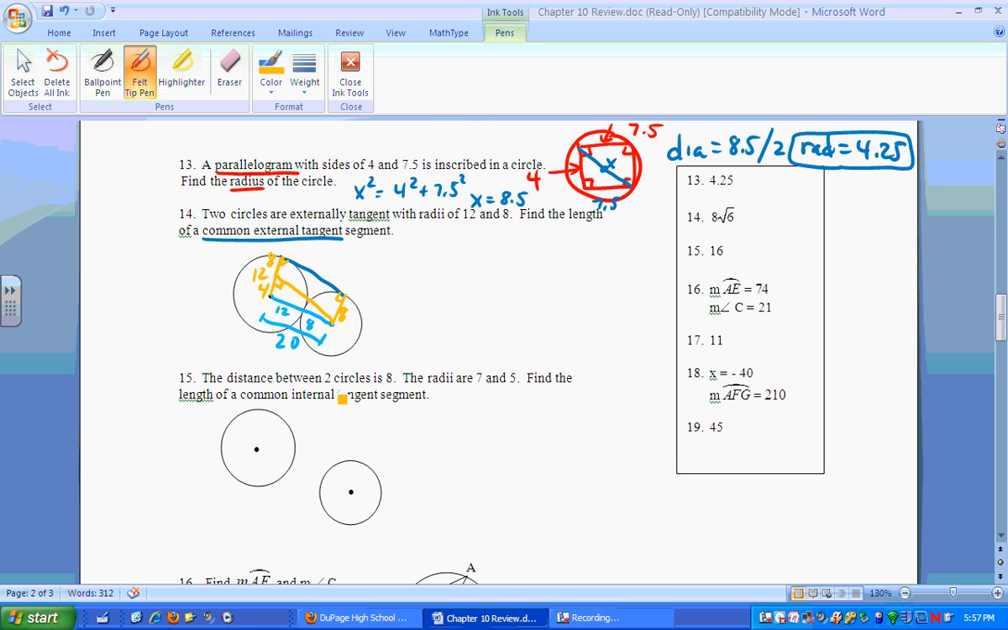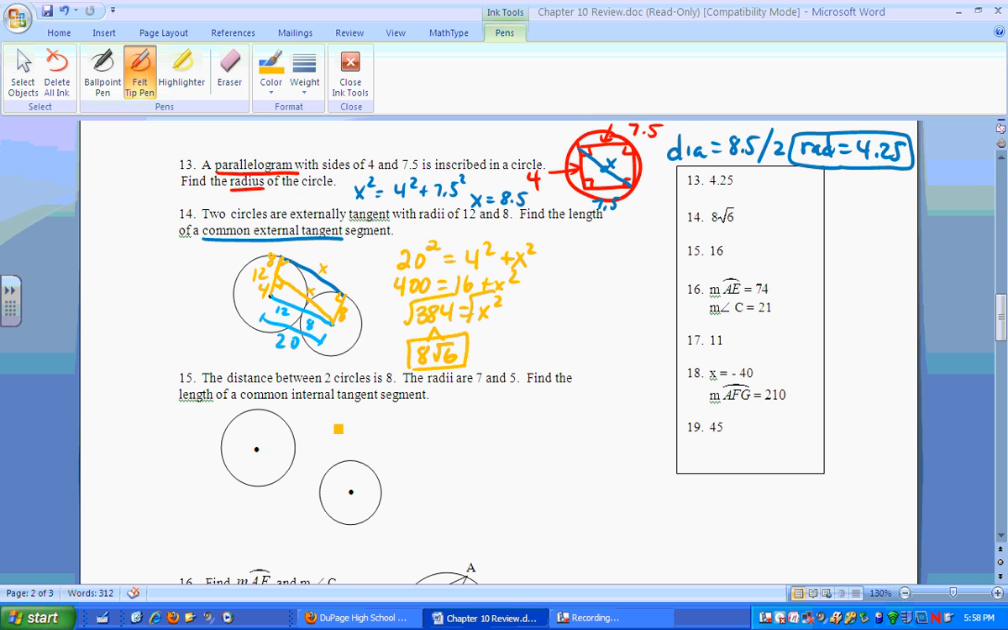Now what are we going to do to figure out the length of the common external tangent, which is this side right here, is Pythagorean theorem. The 20 squared, the hypotenuse, is equal to 4 squared plus x squared. Well, when you simplify that and you bring it all over, you got 400 minus 16 equals x squared. Bring it over, you get 384. Root it, breaks up into 8 root 6 for your answer.